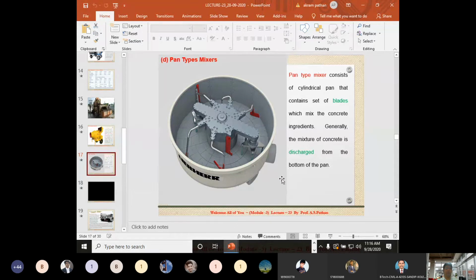Because generally it is a pan type, circular in shape. In a pre-stress and precast concrete factory, whatever the unit you have to construct, for example a ready-made beam, there is a way in which we can manufacture that unit with the help of this pan type mixer.